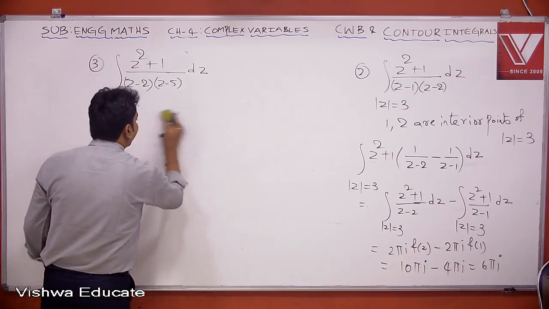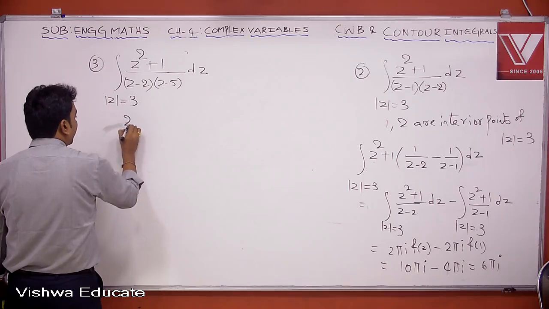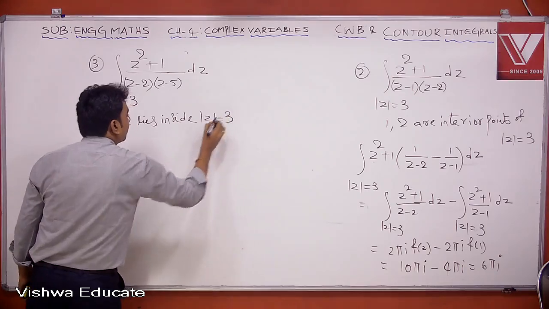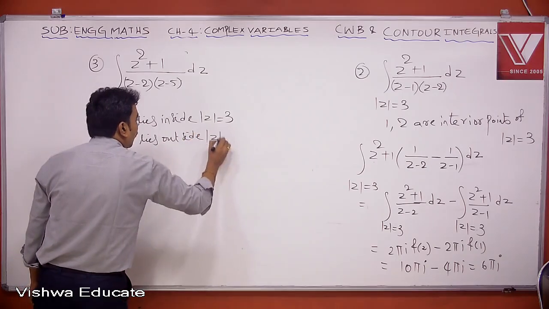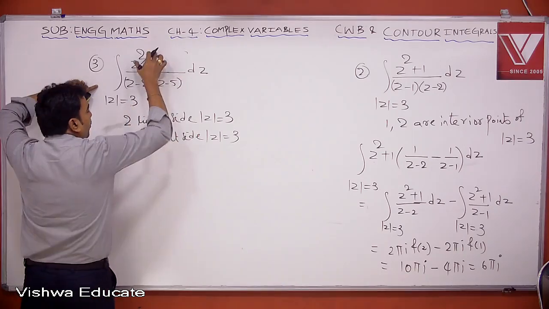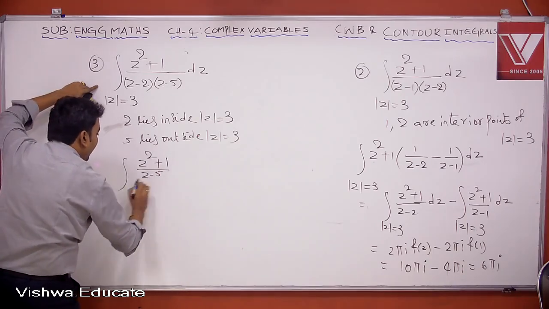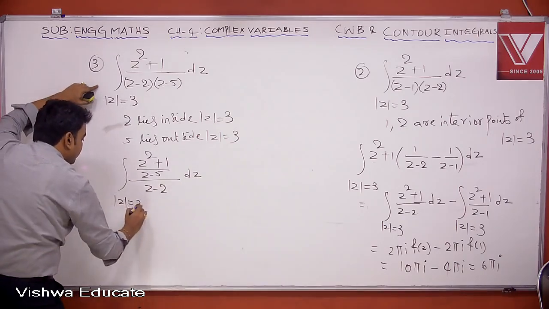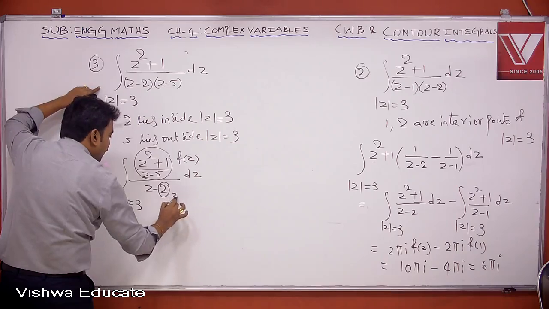So because of that, I will do some changes for f of z. 2 lies inside mod z equal to 3, and 5 lies outside mod z equal to 3. Since this point is lying outside the circle, this z minus 5 can be given to the numerator directly. Therefore, this integral can be written as the integral of (z square plus 1 by z minus 5) divided by (z minus 2) dz over mod z equal to 3. Now this is f of z and this 2 is the z naught value.